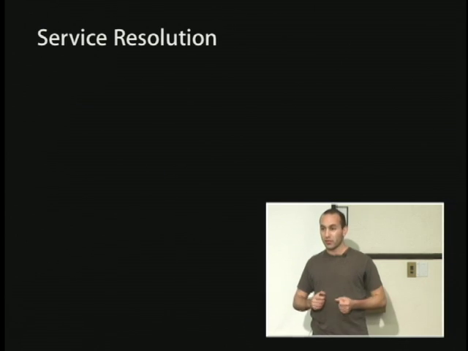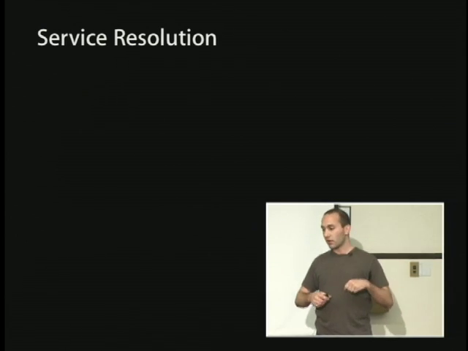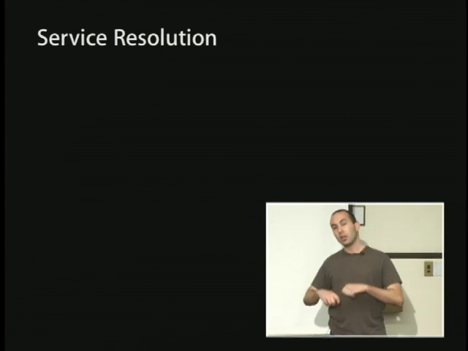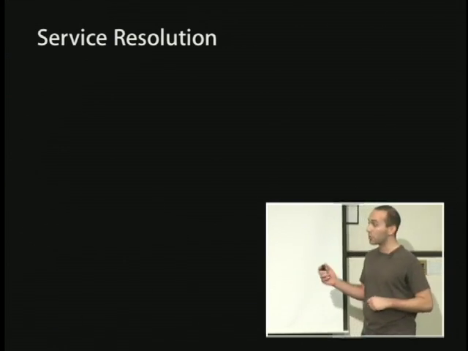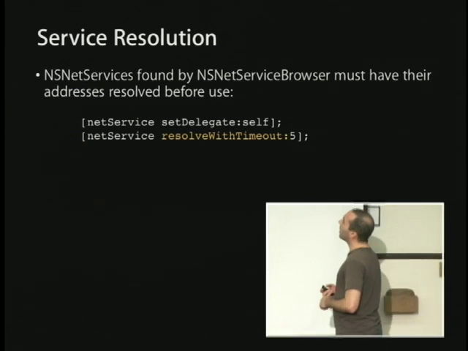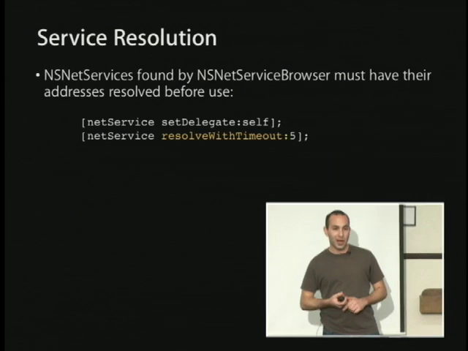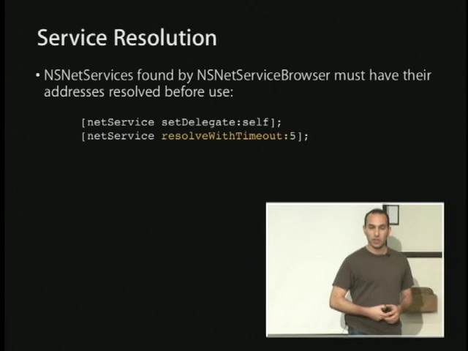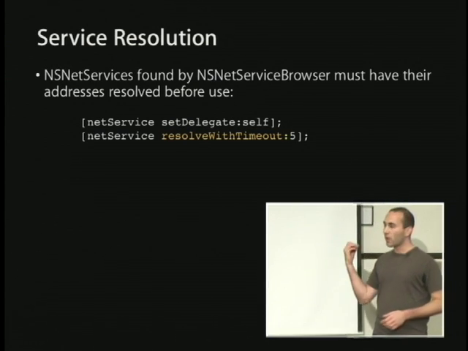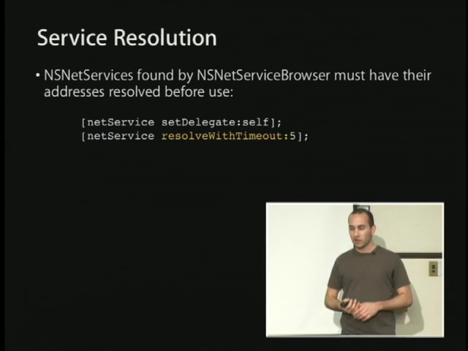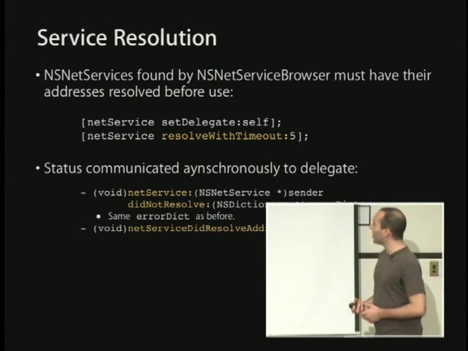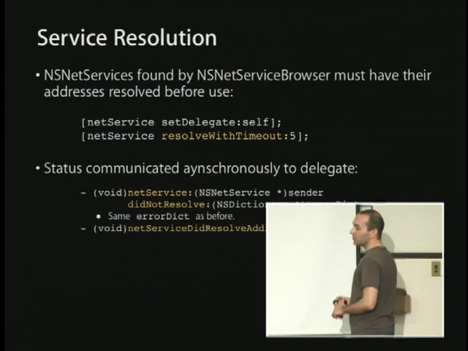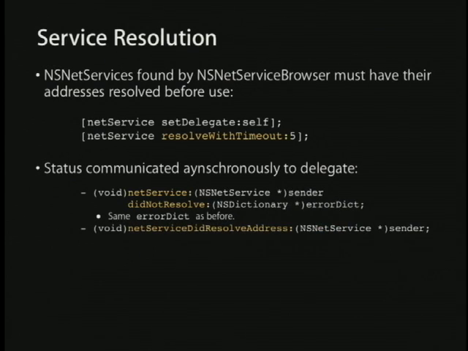translate the name of the service, so Canon MP380, into the IP address and port that you're going to talk to. So once you get a net service back from did find, you set yourself up as the delegate if that's the one that you want to connect to, and then you call resolve. Resolve with timeout is the same as resolve, but of course with the timeout. And you'll get notified when it did or did not occur, right?